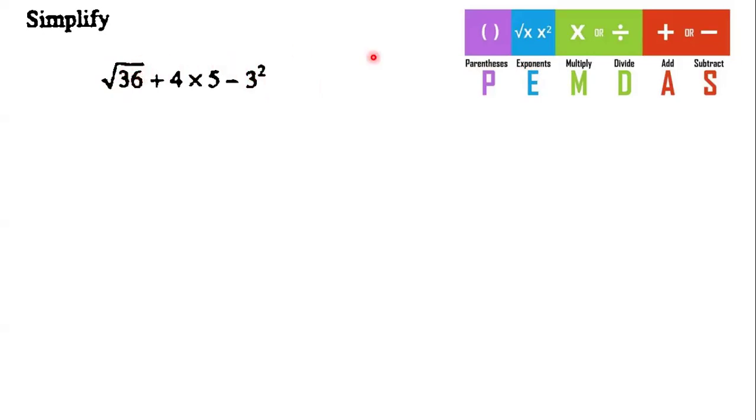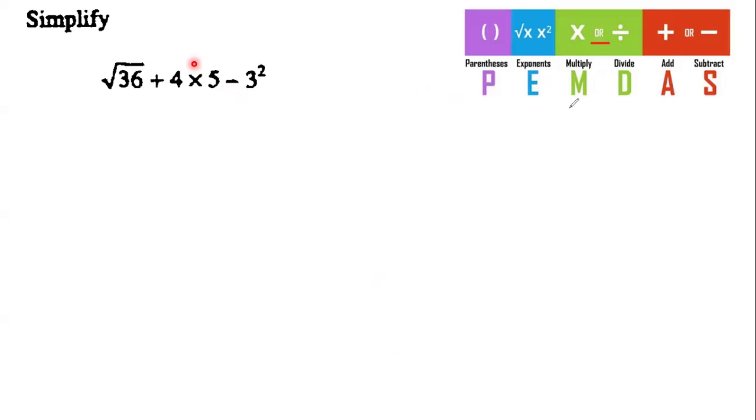Then we have to do what? What's the third thing that we're going to do? Multiply. You sure it's multiplication? Read it carefully. It's multiply or divide. Notice that it says multiplication or division.